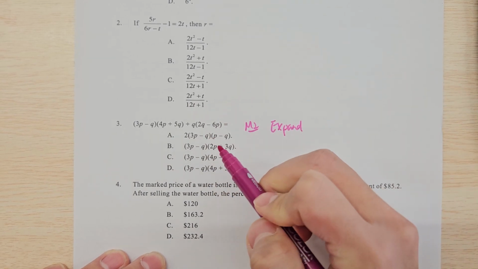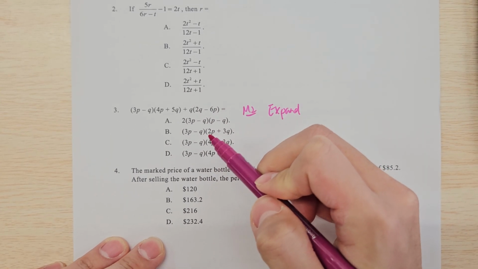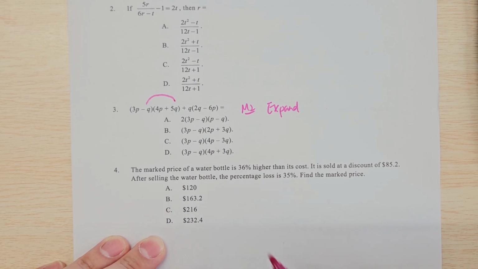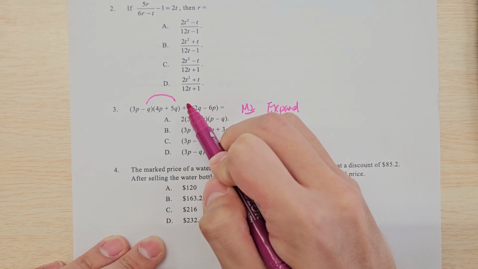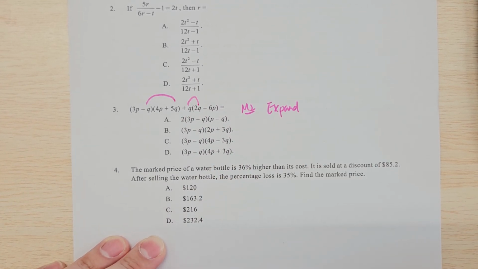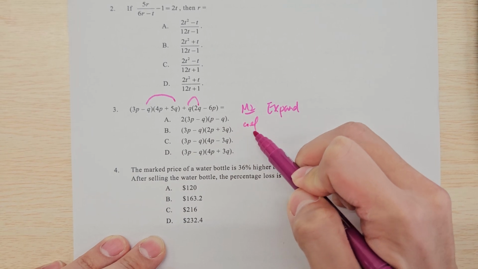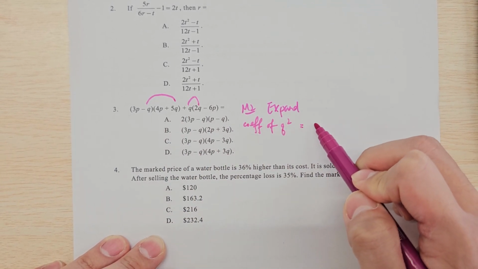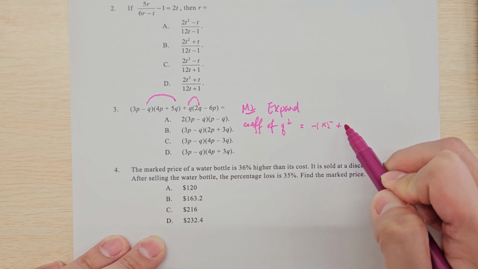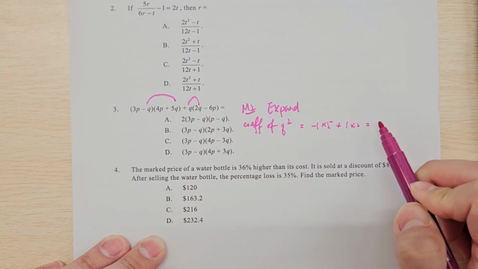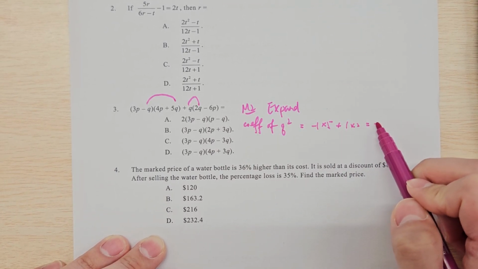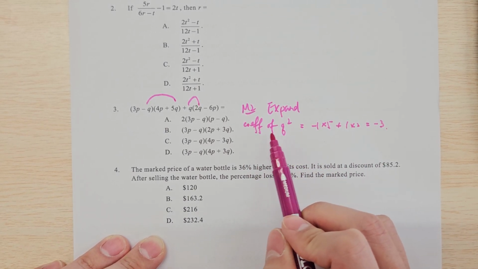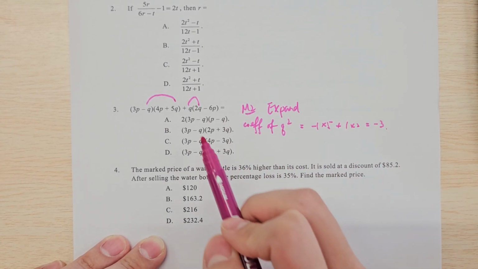So by looking at the q square first, how can I get q square? It's the minus q times the 5q, and also the q times the 2q. Therefore, for the coefficient of q square, I will get minus 1 times 5 plus 1 times 2. Therefore, I get a negative 3. So which answer gets a coefficient of q squared to be minus 3?